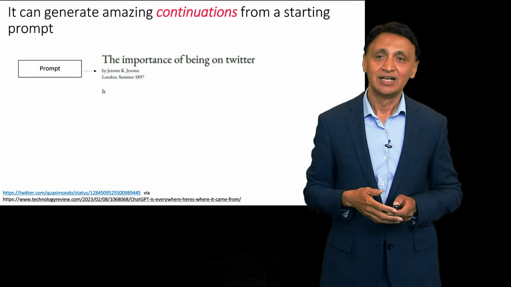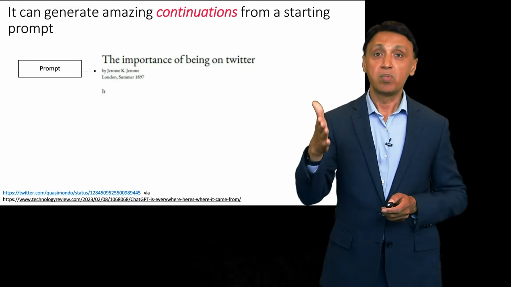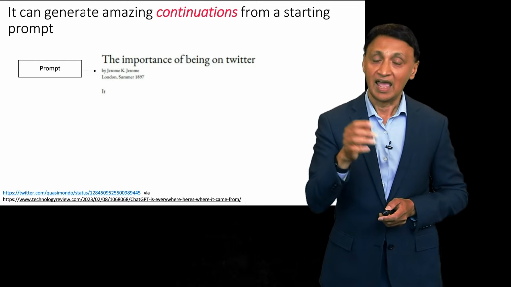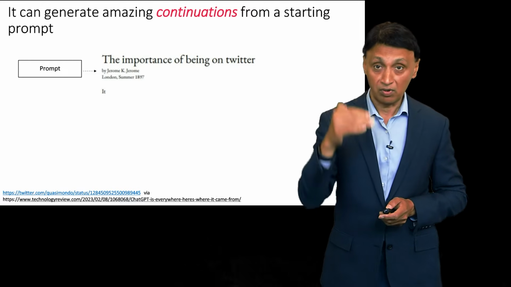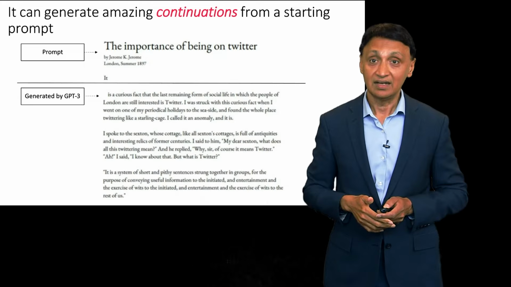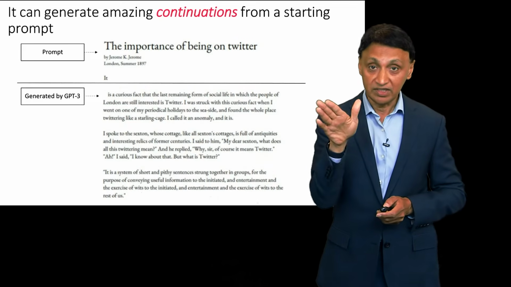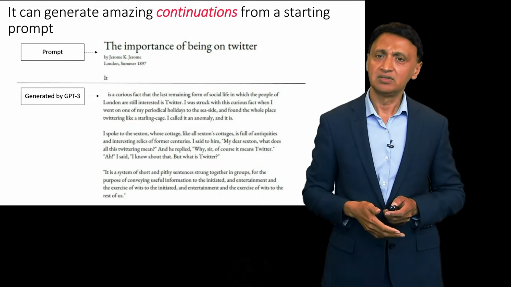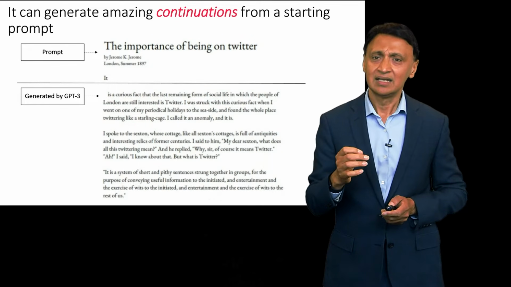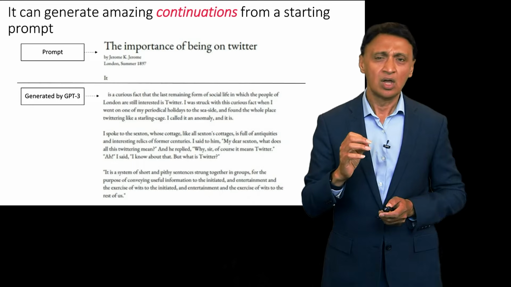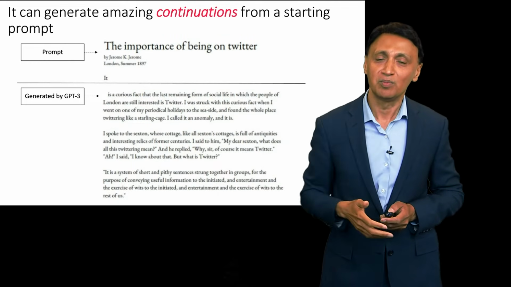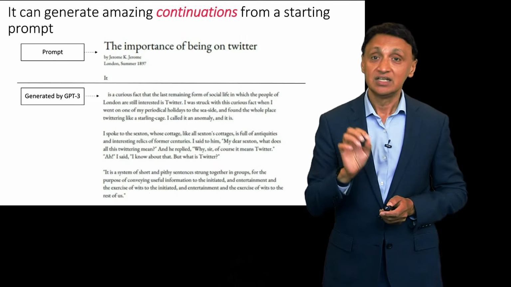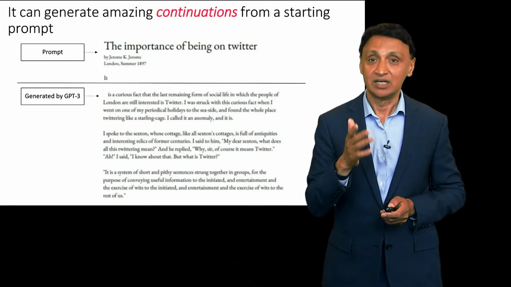So for example, here, you give it a prompt which says The Importance of Being on Twitter by Jerome K. Jerome, London, summer, and a year, and then the word it. So this is the prompt that you feed into GPT-3, and then it comes back with this response. Everything you see below the horizontal line was actually generated by GPT-3. If you take a moment to read through it, you will realize that it's very coherent text, as if a human wrote it, as if Jerome K. Jerome wrote it. So it's really good at doing these continuations. In particular, GPT and GPT-2 were not as good at doing this.